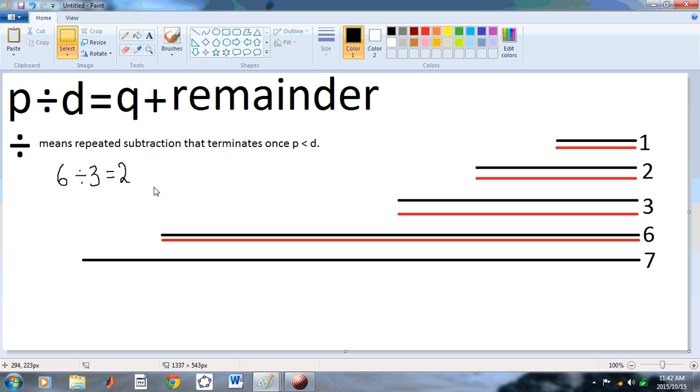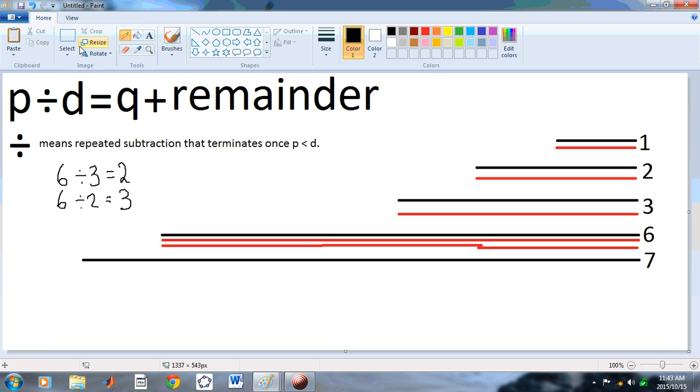Similarly, if I were going to measure 6 with 2, so let's do 6 divided by 2, I would take my 2 unit like that, and I would see how many times it goes into 6. 1, 2, 3. 3 times. So it goes into 6 3 times. So the answer here would be 3.